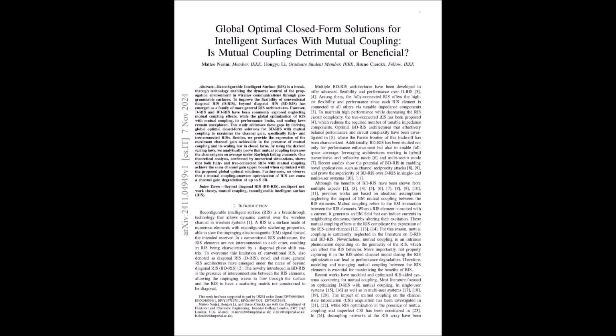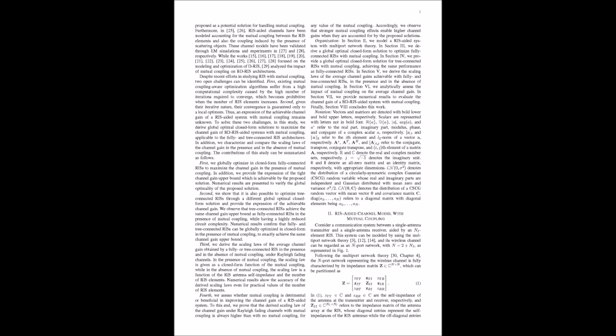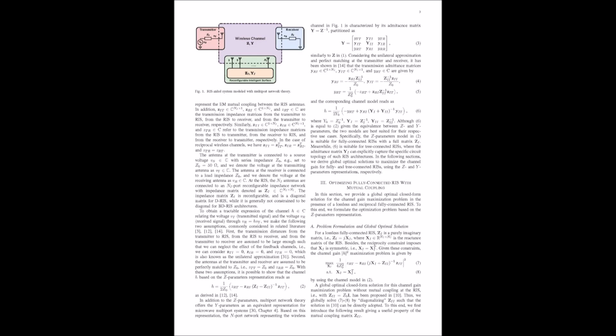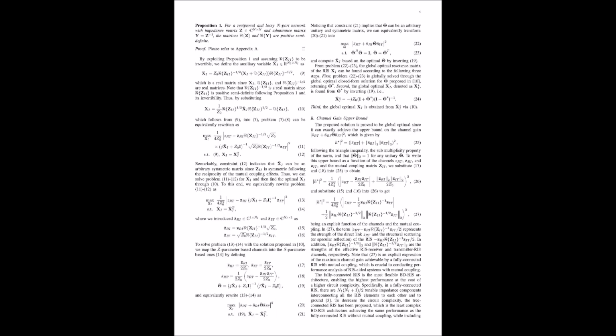Exactly. And through this process, they stumble upon a key insight they call Proposition 1. Proposition 1. All right, lay it on me. It says that for any reciprocal and lossy N-port network. N-port network, that's just our multi-port circuit with a specific number of ports. You know it. The real parts of both the impedance matrix, Z, and the admittance matrix, Y, are positive semi-definite.